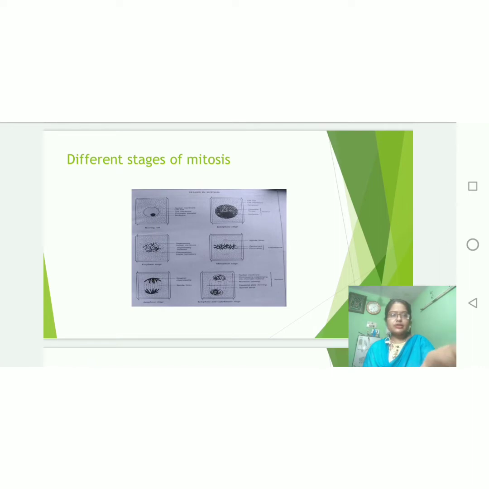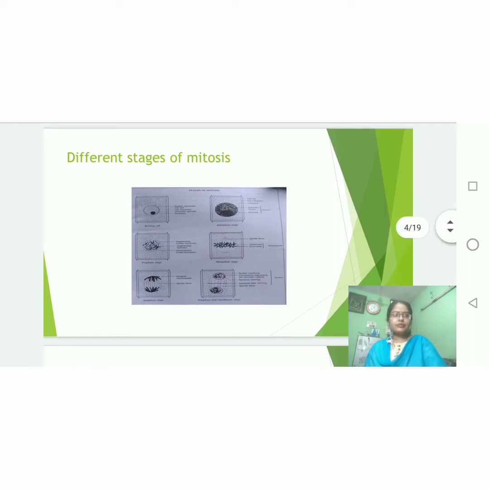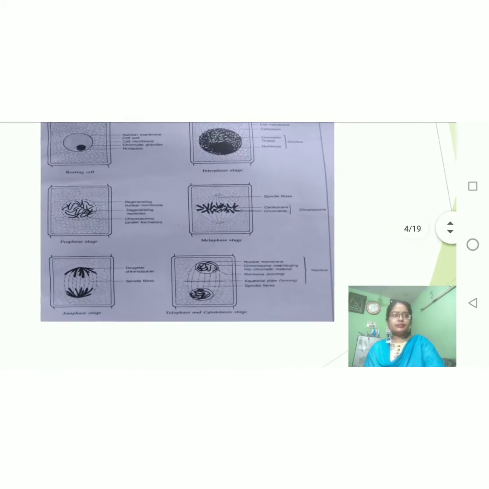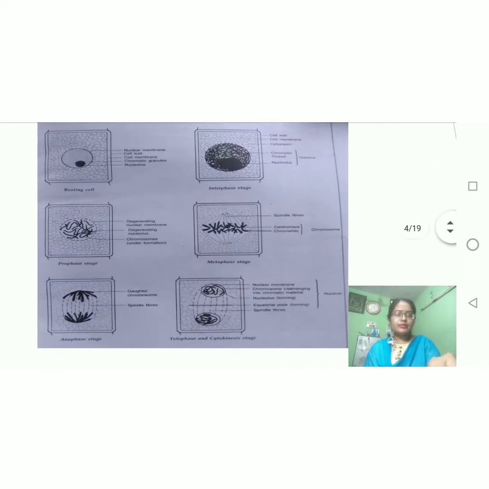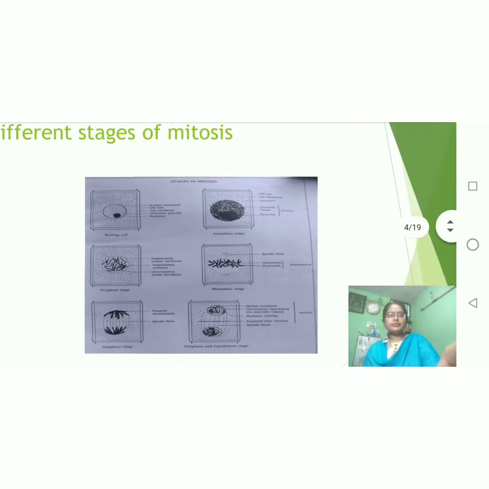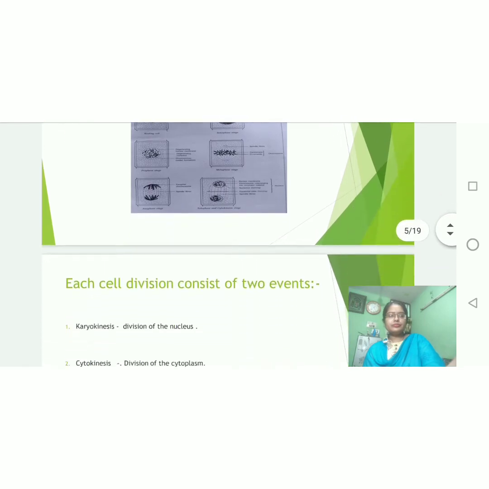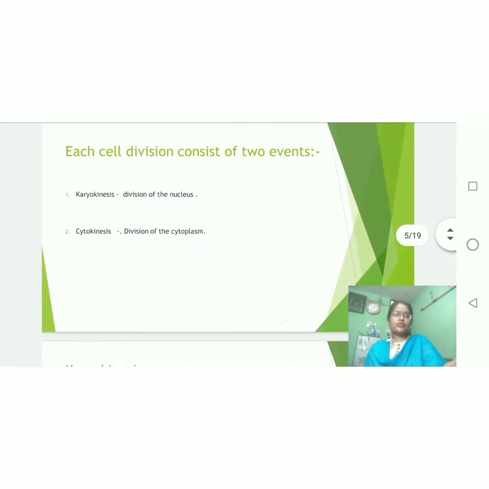Here are the different stages of mitosis: the resting cell, interphase, prophase, metaphase, anaphase and telophase, and karyokinesis. Each cell division consists of two events, karyokinesis and cytokinesis. Karyokinesis means that when the mitotic division is going on, there is division of the nucleus, followed by cytokinesis, the division of the cytoplasm.